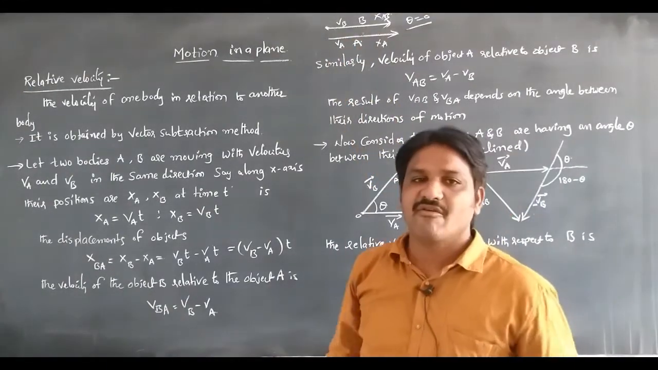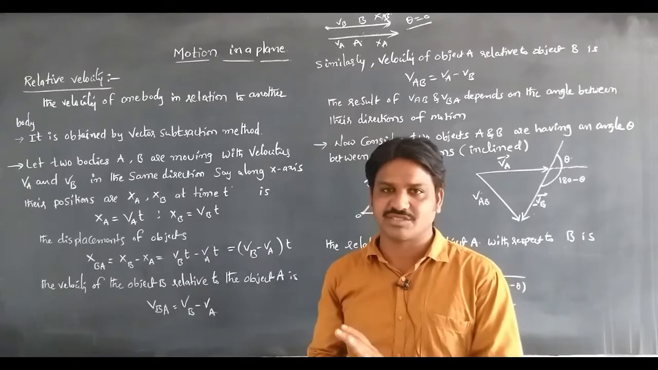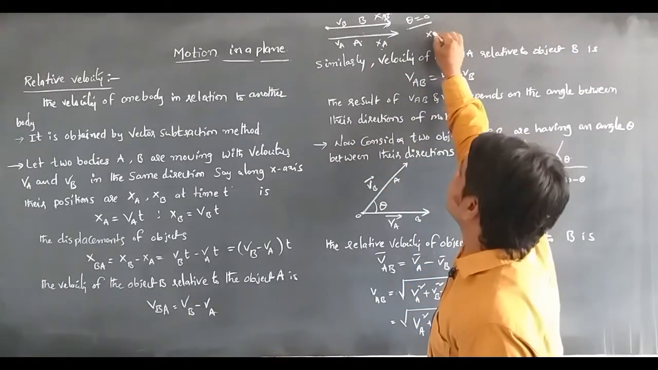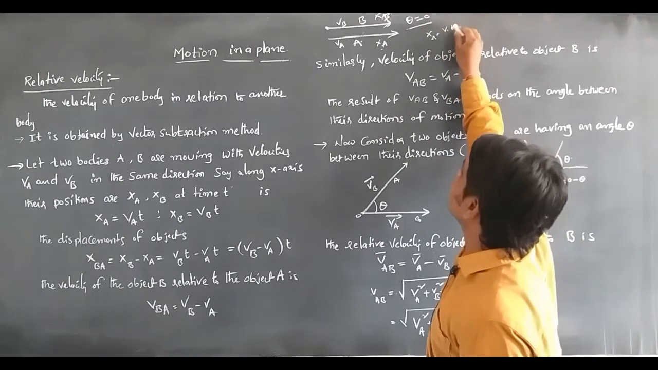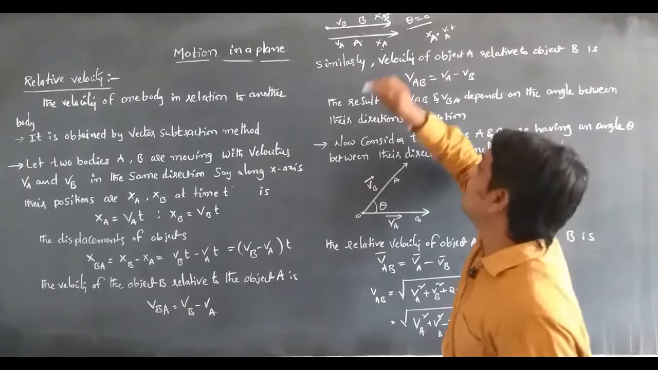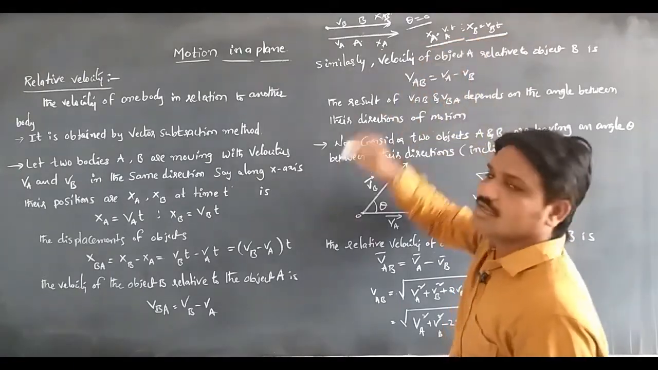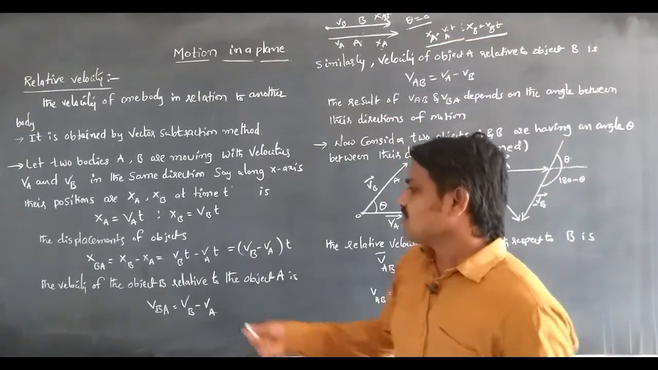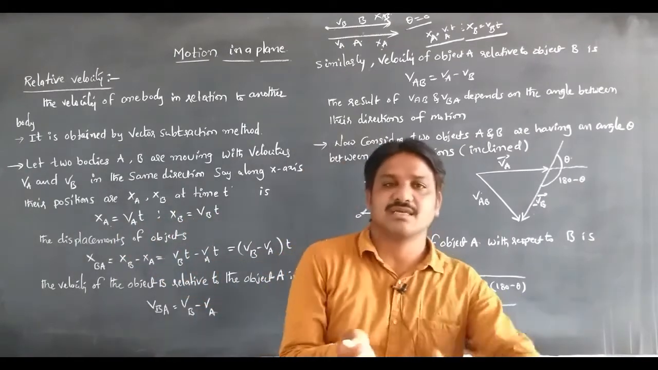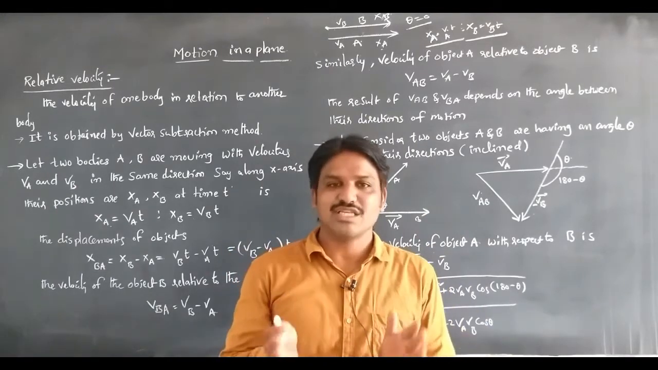VA and VB are the velocities of two bodies moving in the same direction. We know that displacement is equal to velocity into time, so the displacement of body A is VA times t, and similarly xB is equal to VB times t, the displacement of body B. So xA is equal to VAt and xB is equal to VBt. Whenever bodies have some velocity, some displacement happens.